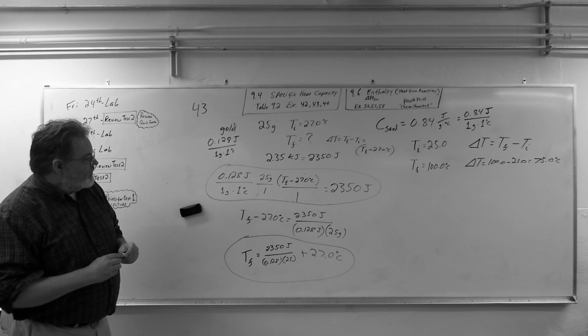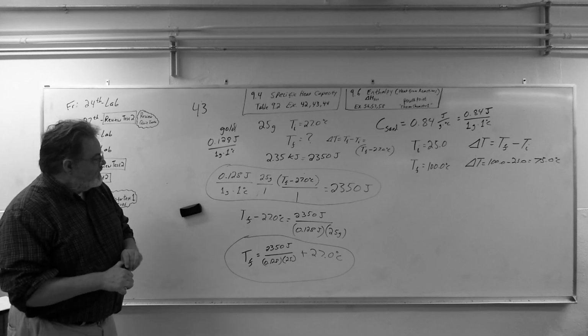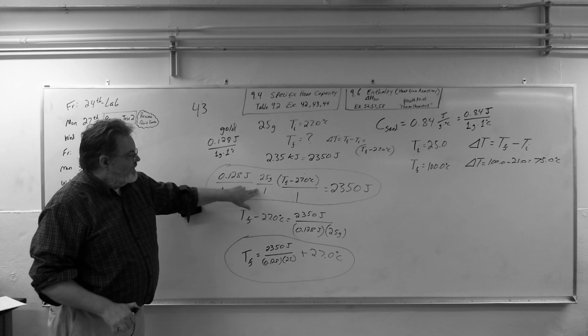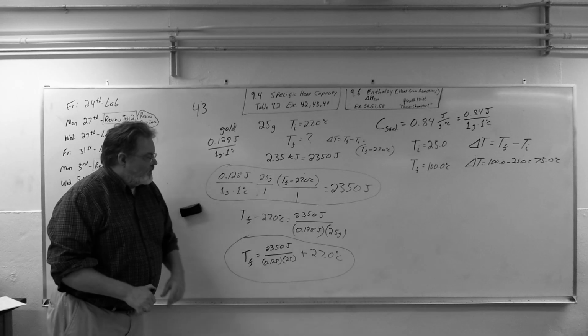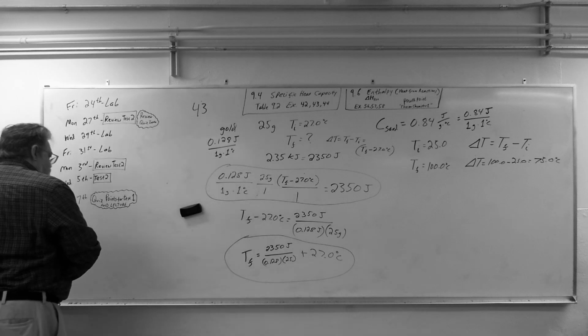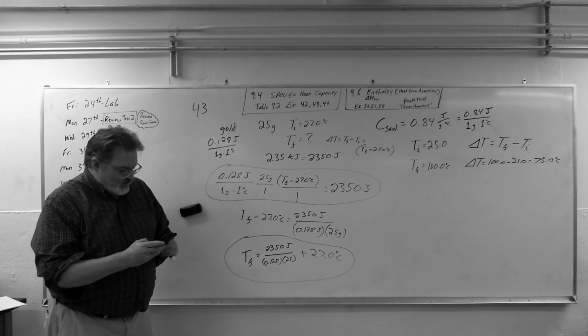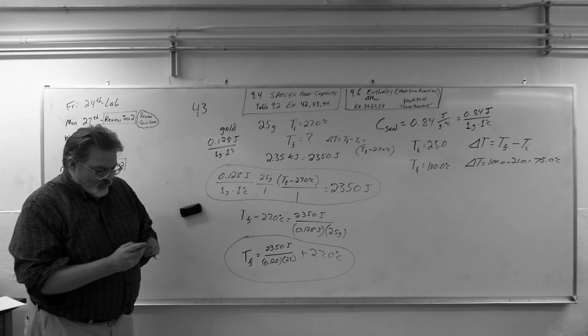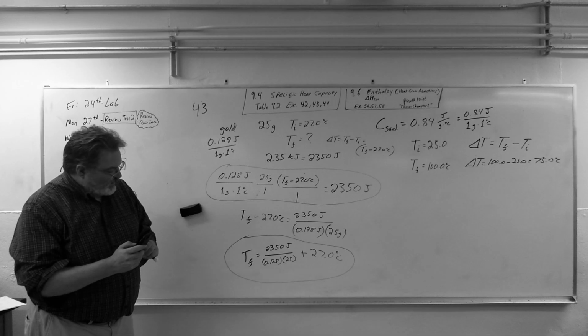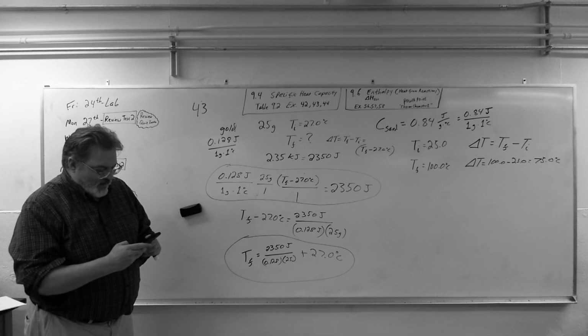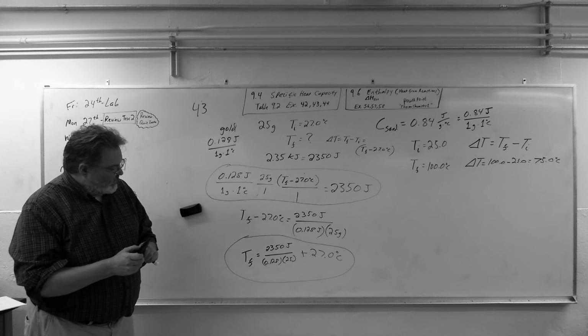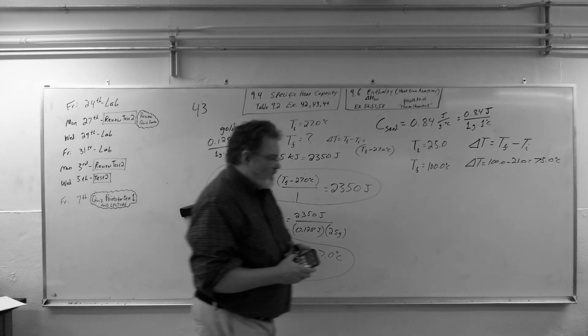Divide both sides by 0.128, then divide by 25, and then add 27.0. But I have been sloppy for the units. 2350 divided by 0.128 divided by 25 plus 27. I bet I'll get the answer.